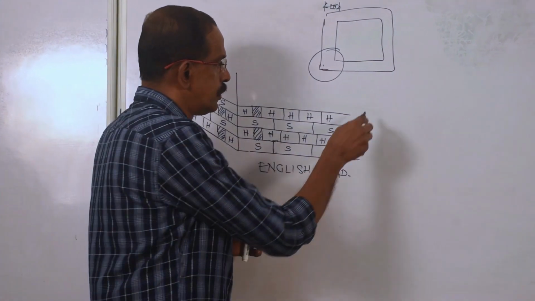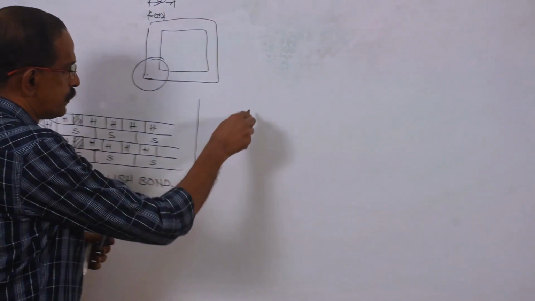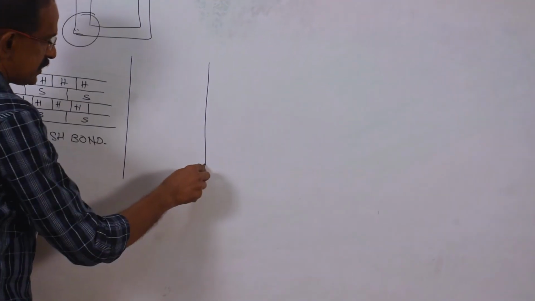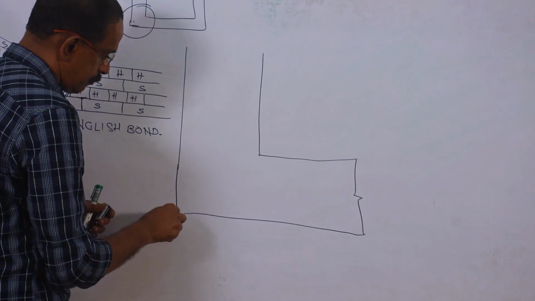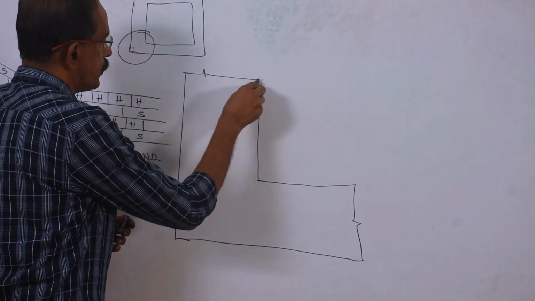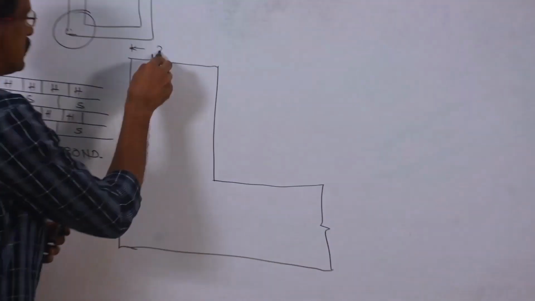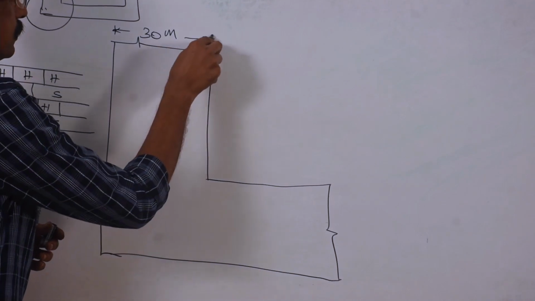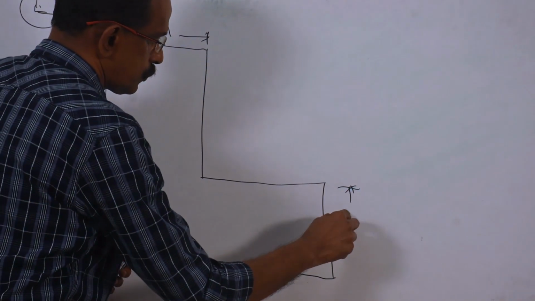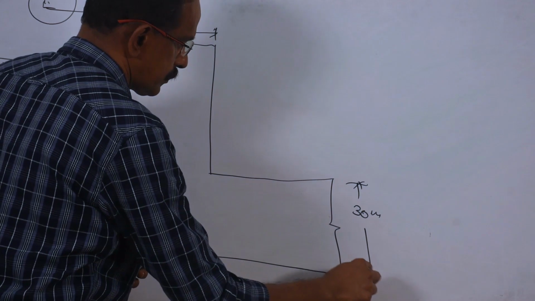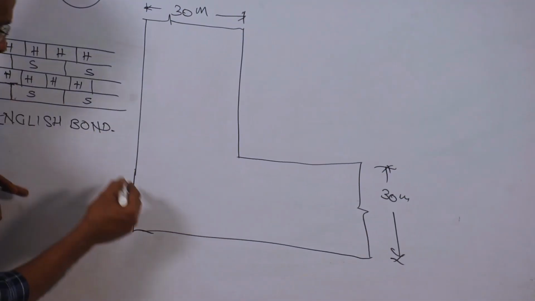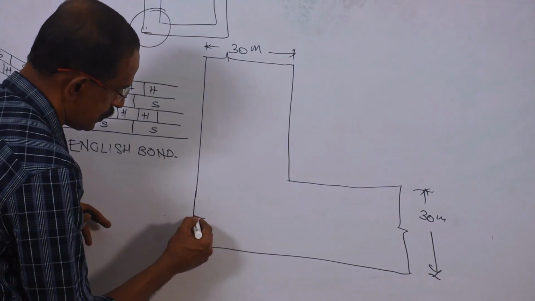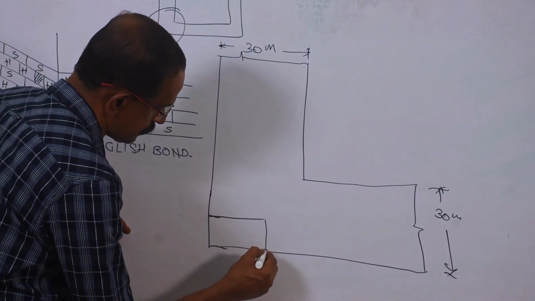So as usual, draw the corner of the wall, 30 centimeter gap like this in both directions. You can draw it to 3 centimeter and mark it as 30 centimeter. 30 centimeter, here also 30 centimeter. So first brick, structure. So in the elevation, structure. So in the plan you will be able to see that brick like this.